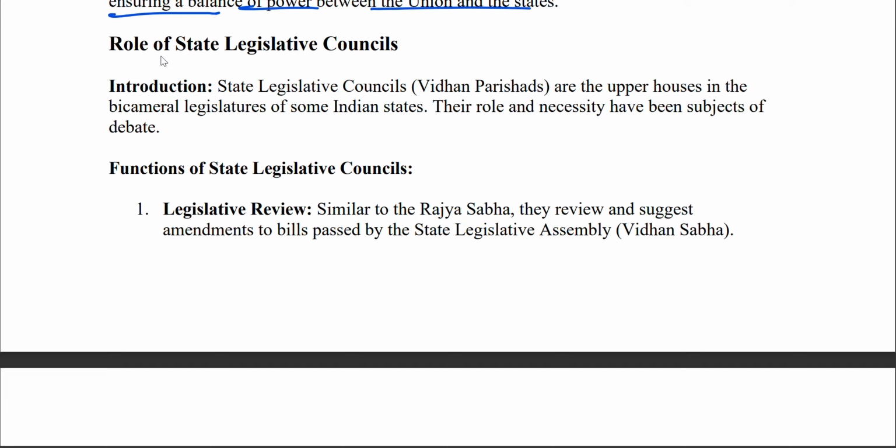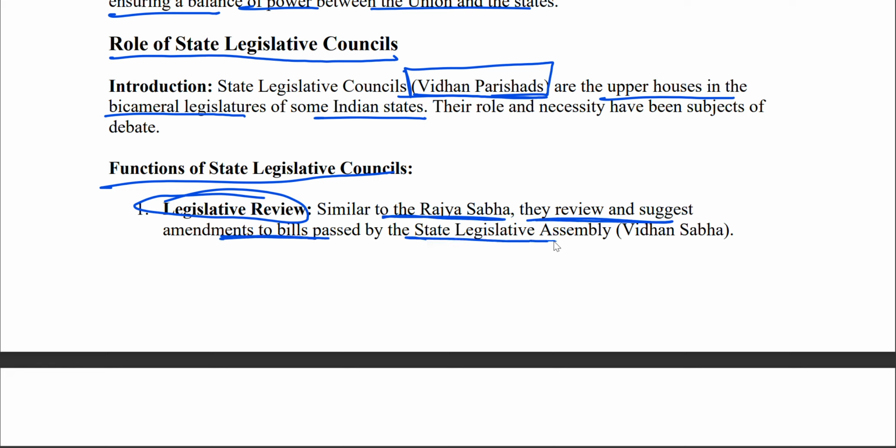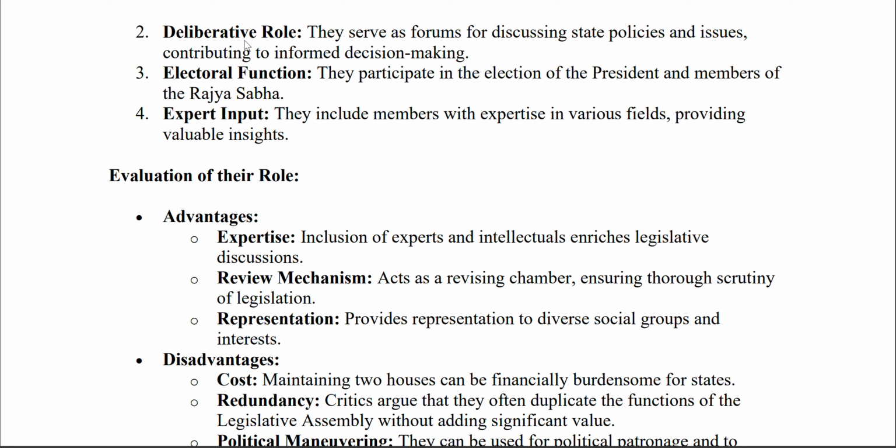Now, we have to look into state legislative councils or Vidhan Parishads. State legislative councils, or the Vidhan Parishads, are the upper houses in the bicameral legislatures of some Indian states. Now, their functions. Legislative review. Similar to Rajya Sabha, they review and suggest amendments to bills passed by the state legislative assemblies, the Vidhan Sabha. Deliberative role. They serve as forums for discussing state policies and issues, contributing to informed decision making.